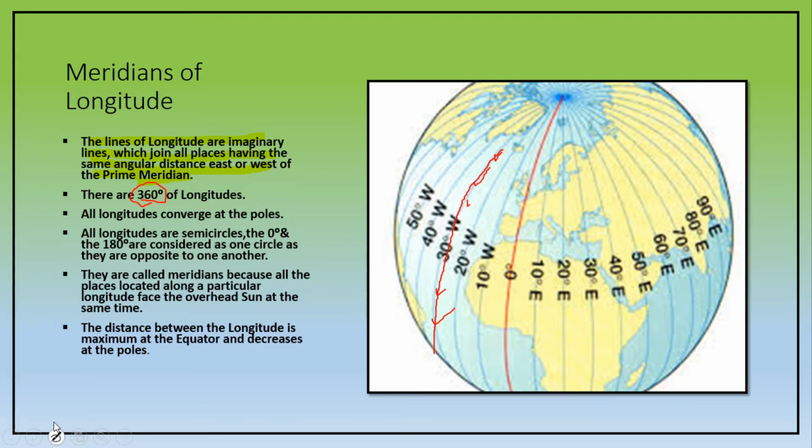Apart from that, the distance between the longitudes is maximum at the equator and decreases towards the poles. This is quite natural because at the equator the difference between two longitudes is maximum. But as one moves towards the poles, the distance between two longitudes begins to become less, and it keeps on decreasing.